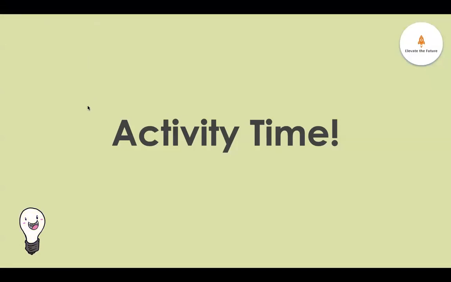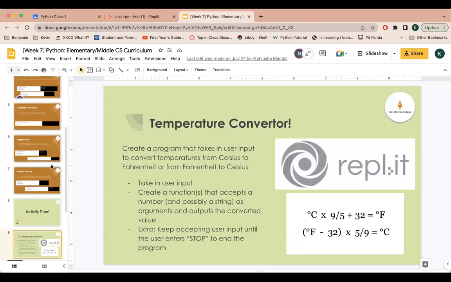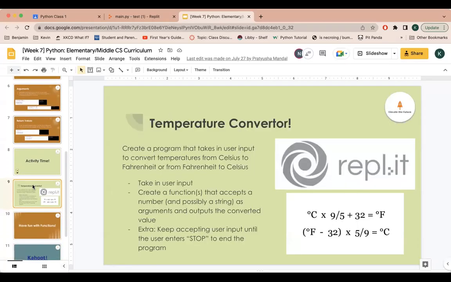Okay, so now we're going to go over our activity for today. We're going to write a program for a temperature converter. It takes in user input that is a number and converts it either from Celsius to Fahrenheit or Fahrenheit to Celsius. Our program is going to take a user input, then we're going to make a function that accepts a number and a string, and outputs the converted number.